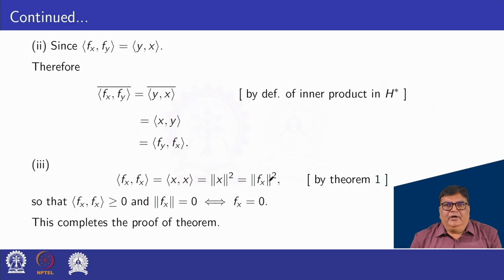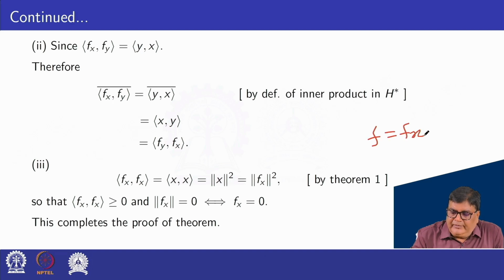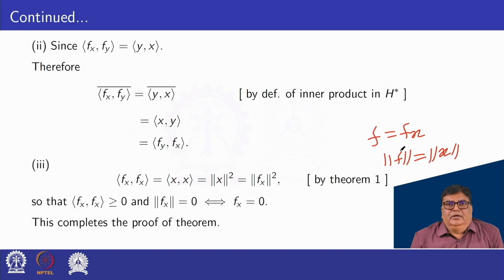We know that the norm of f is defined as fx. And we have already proved norm of f is equal to norm of x. So this implies that norm of fx is equal to norm of x. So this can be written as norm of fx square.